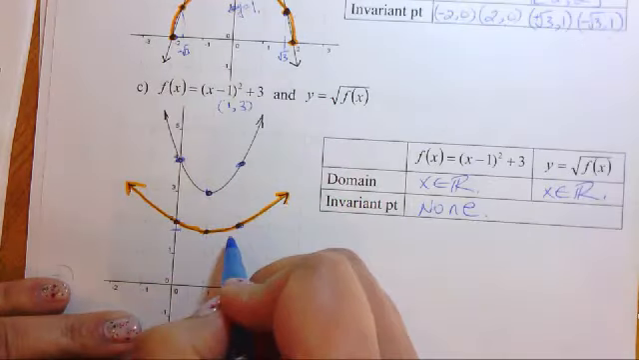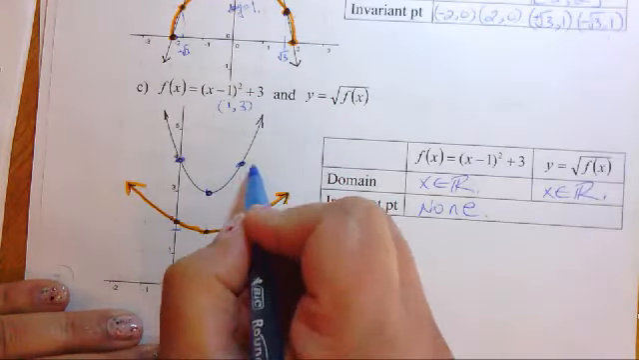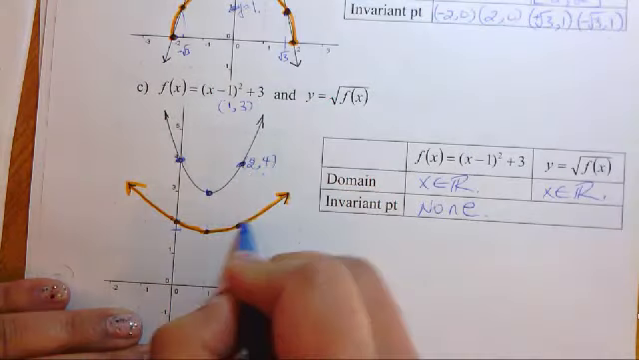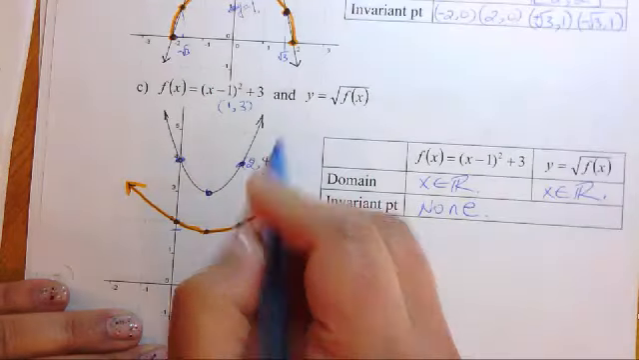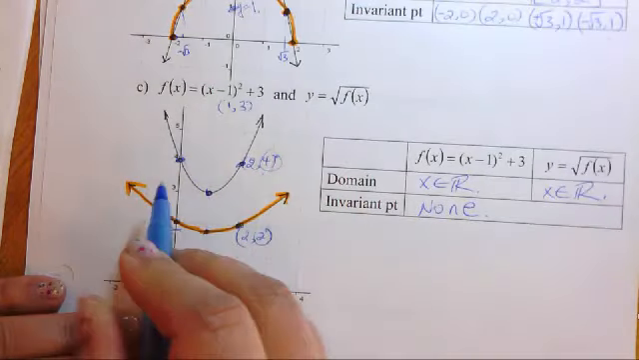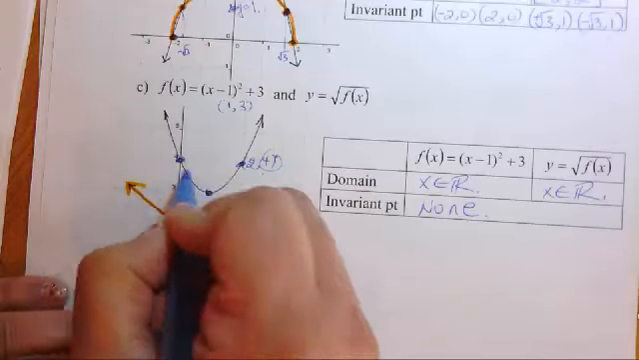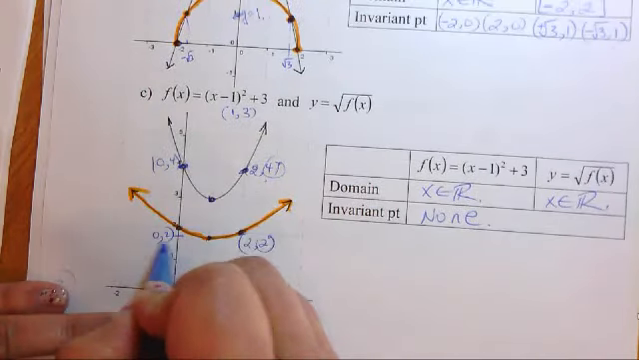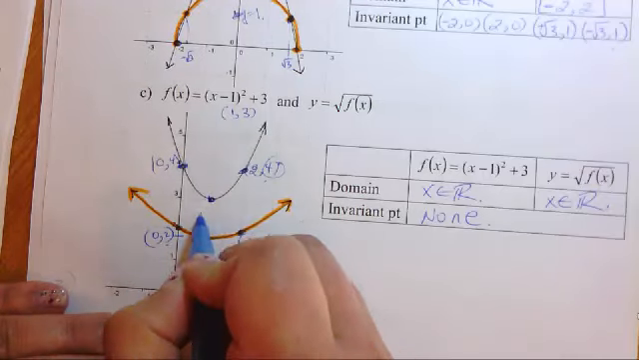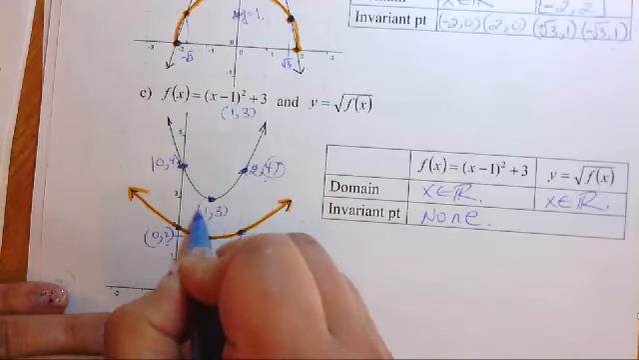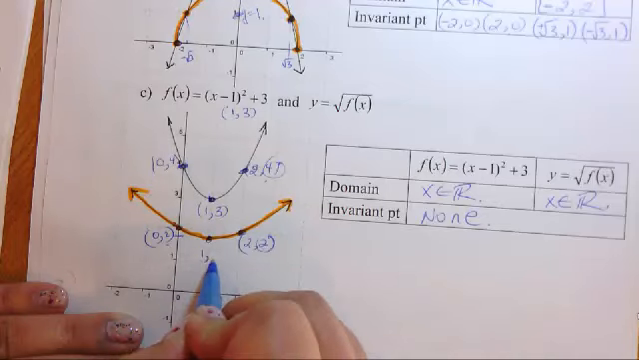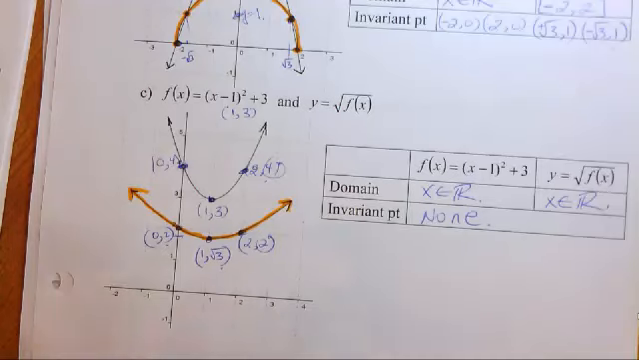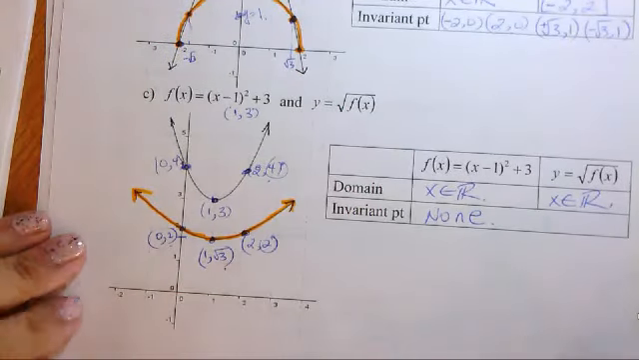Let's just go through and label a couple of these points so you see what's happening. This is (2, 4), and it becomes (2, 2). So really the y values are being square rooted. Here, (0, 4) becomes (0, 2). This is (1, 3), and down here it becomes (1, √3), which is like 1.7.